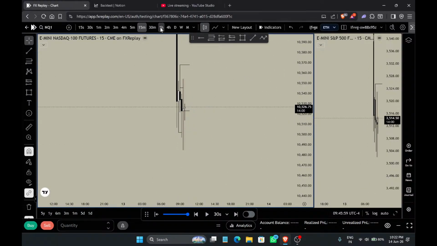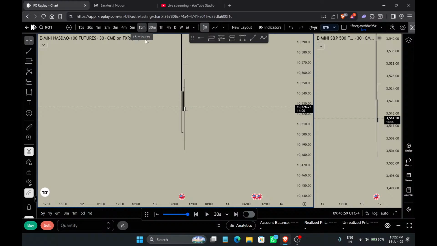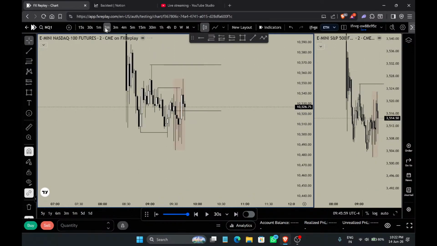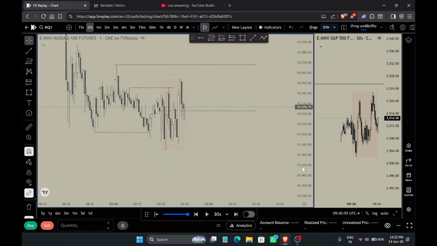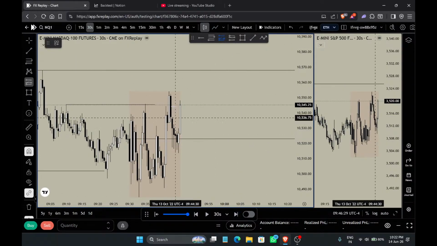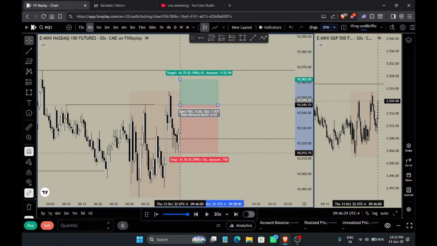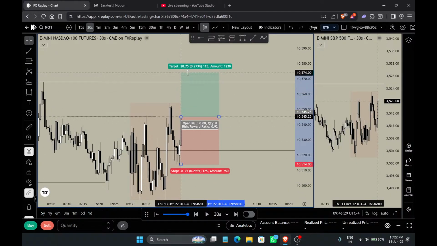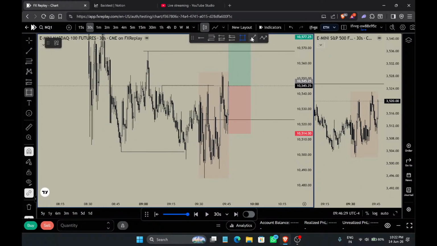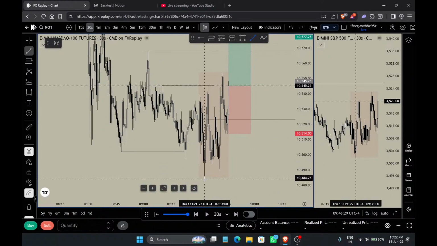The 15-minute rejection block. 30-minute rejection block, 15-minute rejection block. 30-second IFVG, good target. So this is a good trade, decent trade. Very good trade. And here are a lot of low resistance over here.